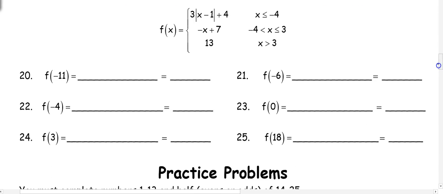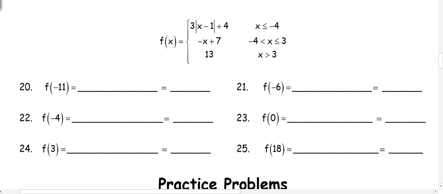Let's try another example where there's now 3 equations. So the first equation, we have 3 times the absolute value of x minus 1 plus 4 when x is less than or equal to -4. We have -7 plus x when x is greater than -4 but less than or equal to 3. And we have 13 when x is greater than 3.